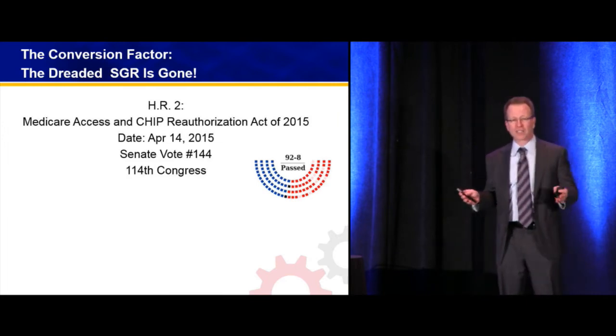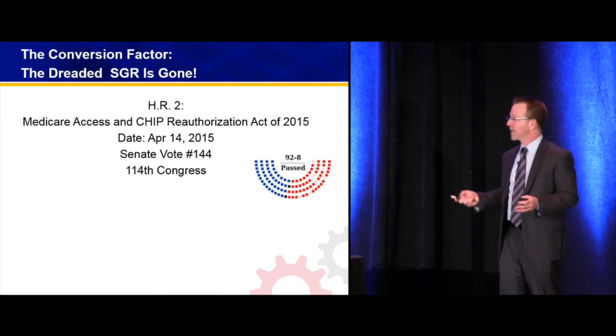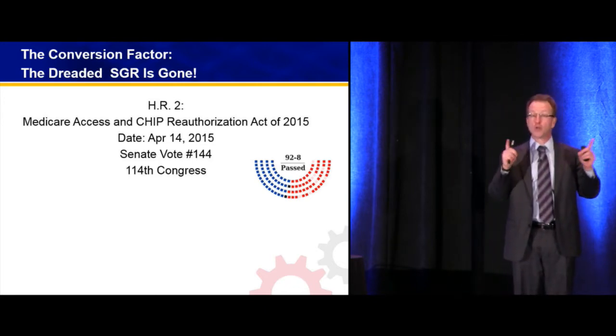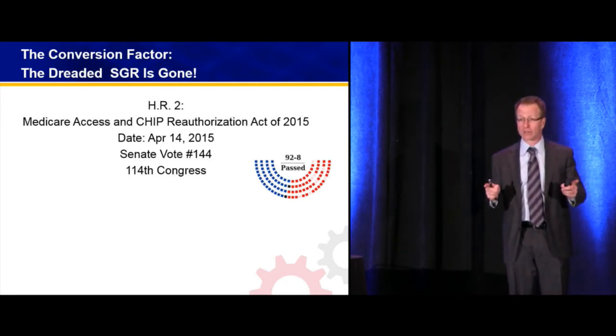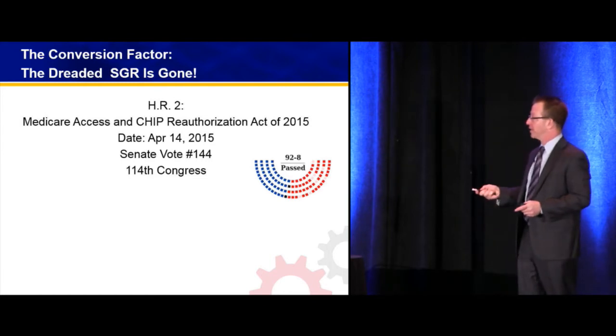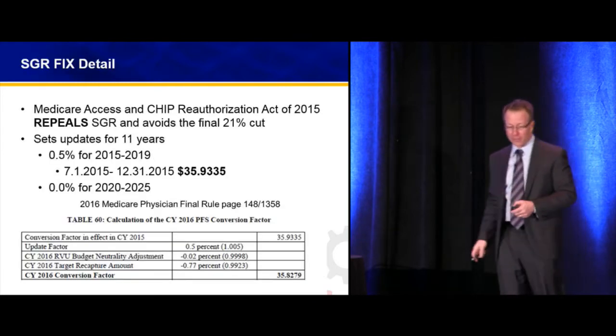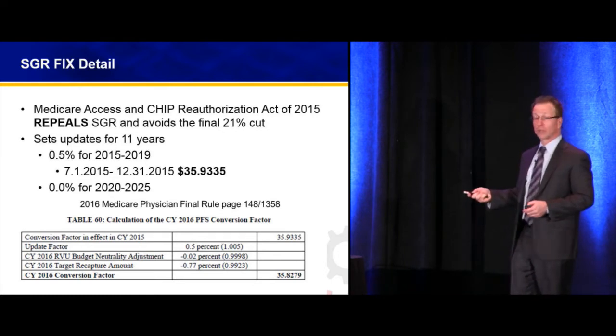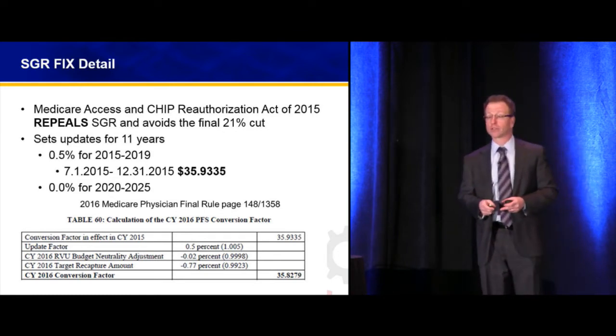And what we do in Washington is we take these complicated names and then we make them into acronyms. And we take the acronyms and we make that into a word so nobody knows what's going on besides the consultants. So this is called MACRA now. It's called MACRA, just so you have the nomenclature. MACRA completely did away with all future cuts to the conversion factor.